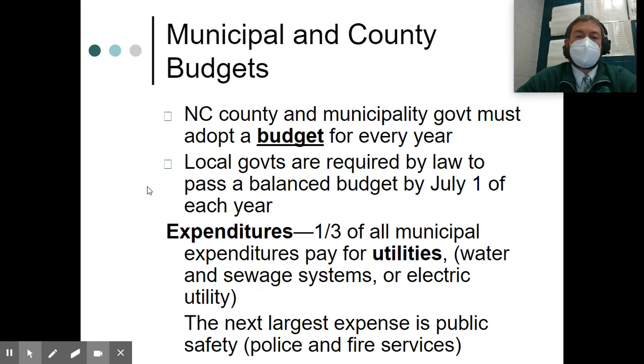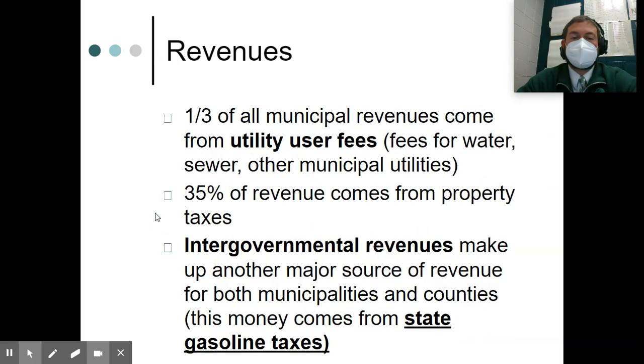Municipal and county budgets. North Carolina county and municipality governments must adopt a budget for every year. Local governments are required by law to pass a balanced budget by July 1st of each year. Expenditures: a third of all municipal expenditures pay for utilities. This is your water, sewer, trash, electricity. The next largest expense is public safety, which is your police and firefighter services.